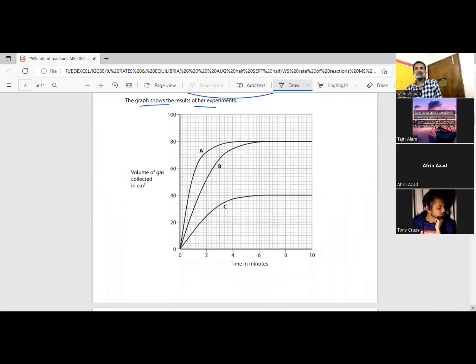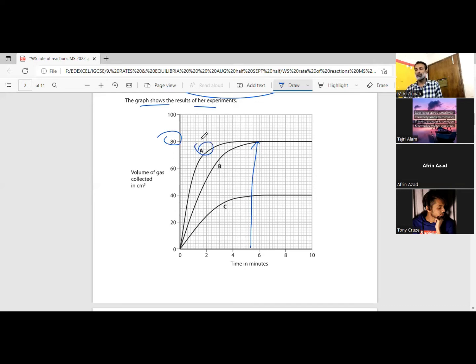Why same? Amount of reactant same, right? Here they both of them give same height. That's the volume. What is the 80 cm3? Gas produced 80 cm3 in both experiments, right? But one is greater rate than other. What's the reason for this?